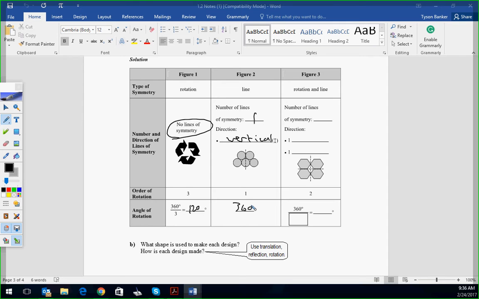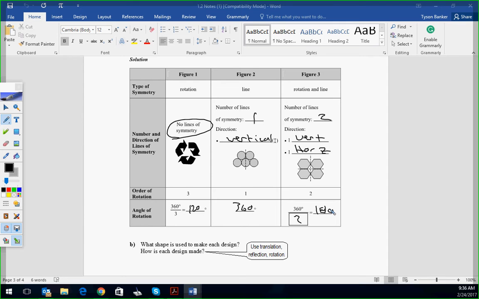So look at this figure here. It has the combination. It has both. It has rotational and linear. So number of lines is 2. It has vertical and horizontal. The order is 2, so it can flip directly on top of itself, which gives you 180 degree for rotational symmetry.